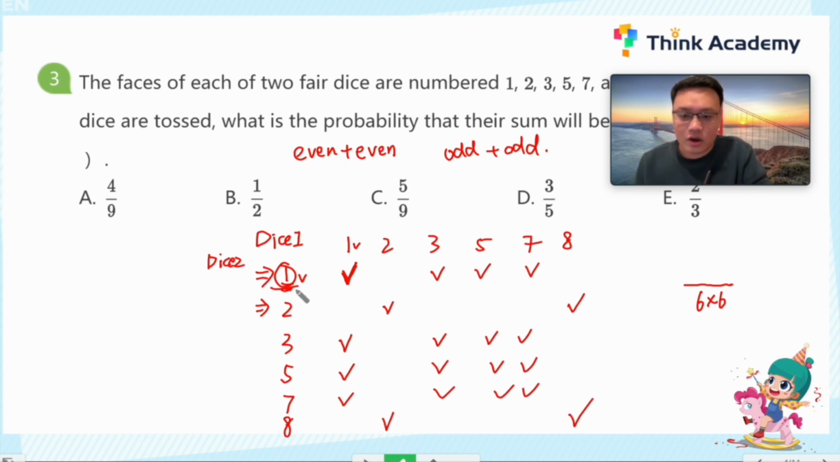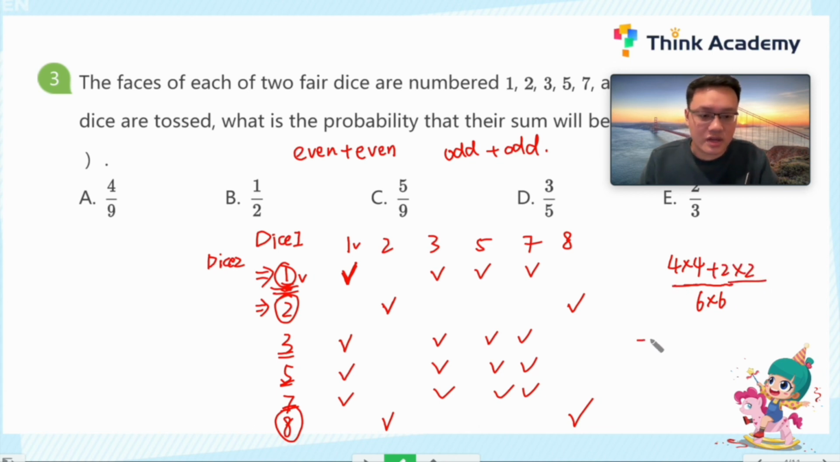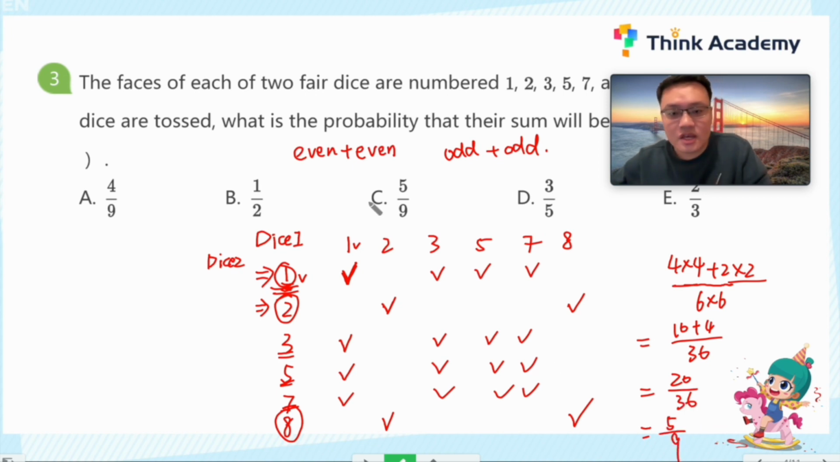For all the odd number rows, each row gives you 4. So that will be 4 times 4, because you got 4 rows. And for the even number rows, you got 2 rows, and in each row, you're going to have 2 ticks. So that will be plus 2 times 2. Then you do the calculation. That will be 16 plus 4 divided by 36, which is 20 over 36. You simplify it by dividing both by 4, so that will be 5 over 9. Then you choose option C.